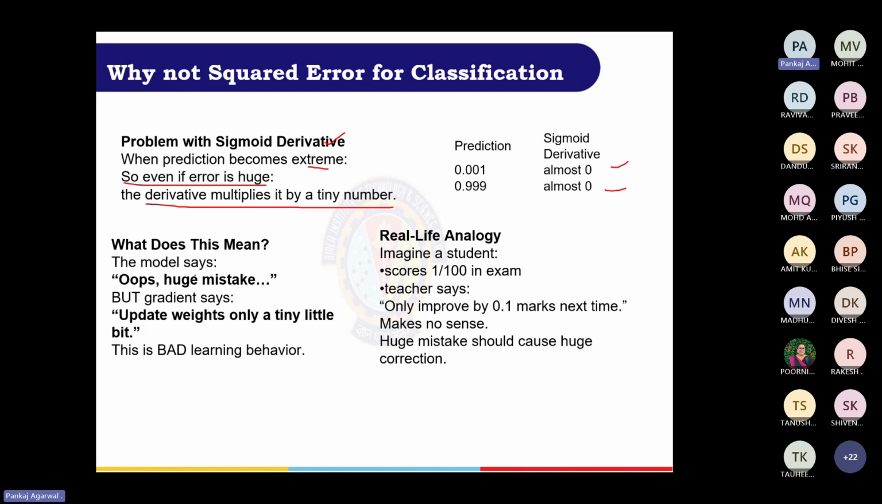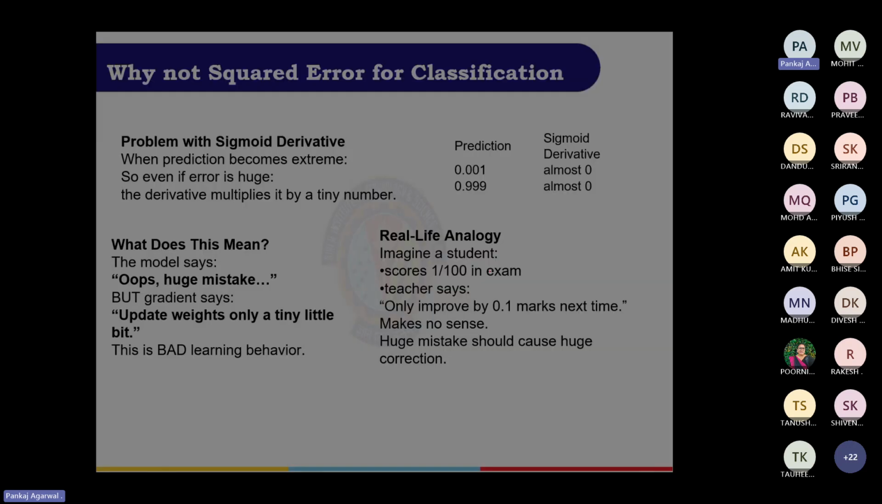So what does this mean? The model says you made a huge mistake, but the gradient says update the weights only a tiny little bit. This is not good behavior. That's the real analogy I gave: you scored 1 out of 100 in an exam, and the teacher says only improve 0.1 marks next time. So this is not good enough, right?